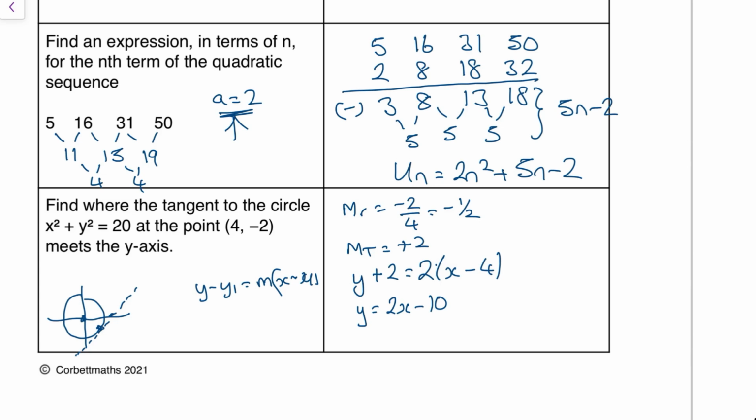Okay, next part. I then need to work out when this line meets the y-axis. Oh, actually, this isn't too bad, is it? Because I can just read it off here. So therefore, it's minus 10. So therefore, it meets the y-axis at the point 0, minus 10. In other words, x equals 0, y equals minus 10. And that is the final answer to this part of the question.